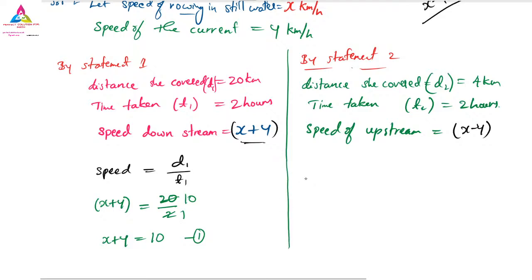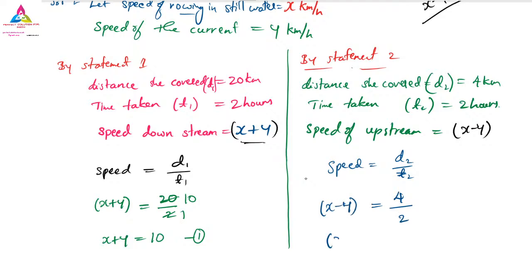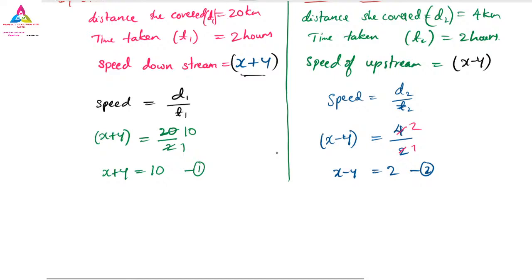First equation, and the second equation we also have. Again we will take speed equal to distance by time, the same formula, but the distance here is 4 kilometers and the time taken here is 2. The speed we have taken is x minus y. Now if you calculate correctly, x minus y is equal to 4 by 2, so the answer will be 2. This is our equation number 2. I hope you don't have any doubt in this now. Does anyone have a doubt in this?